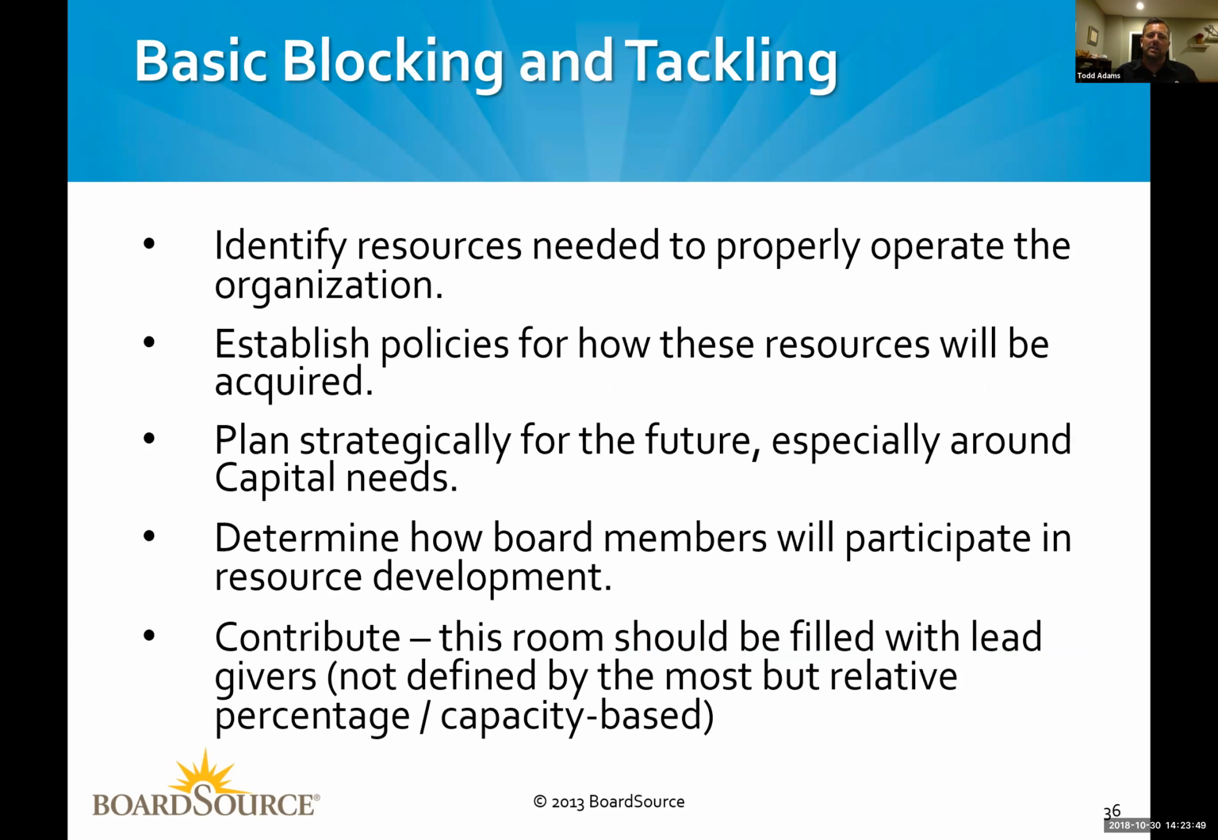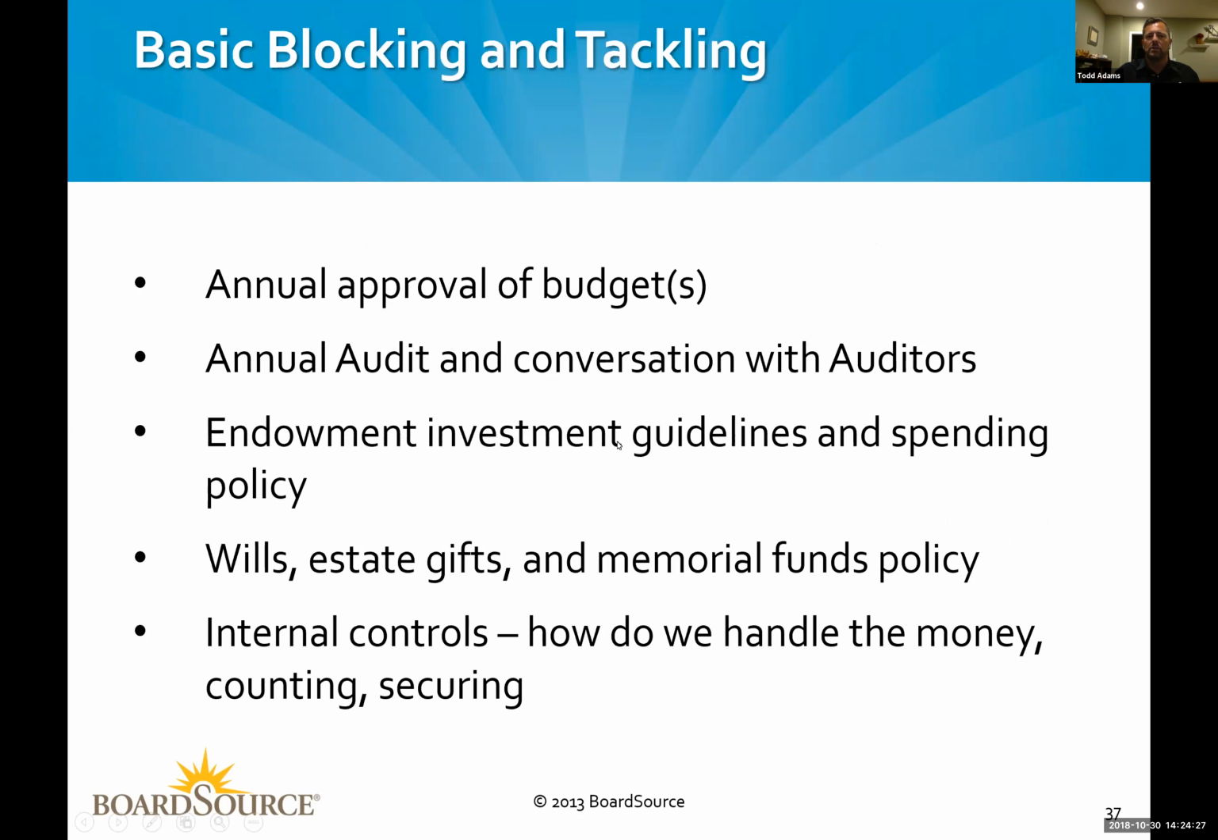And then just some basic blocking and tackling things to make sure, regardless of management board, governance board, that your board needs to be doing. Identify the resources needed to properly operate the organization. That includes contributing to them. Establish policies for how these resources will be acquired. Plan strategically for the future, including capital needs. Determine how board members will participate. So again, ask them for a gift and contribute. This room should be filled with givers, not defined by the largest givers, but also people who have relative percentage based on their capacity to give. So we're not just looking for the big check, but also folks that are giving within their means.